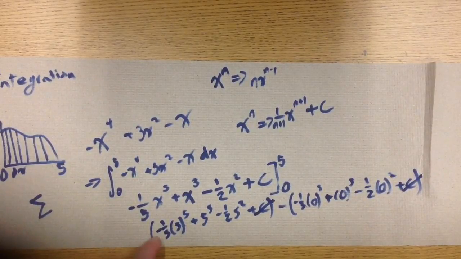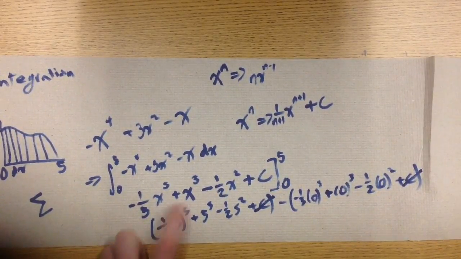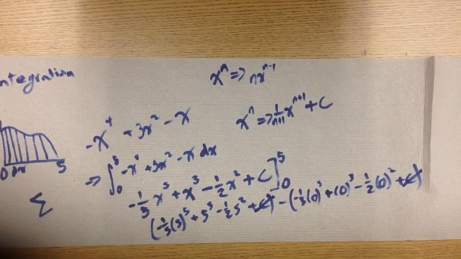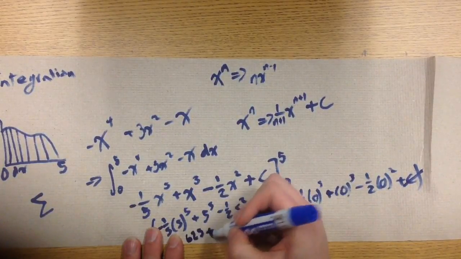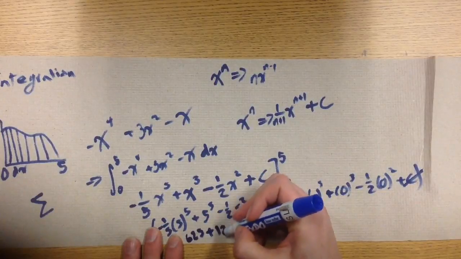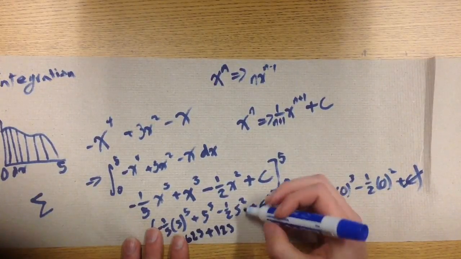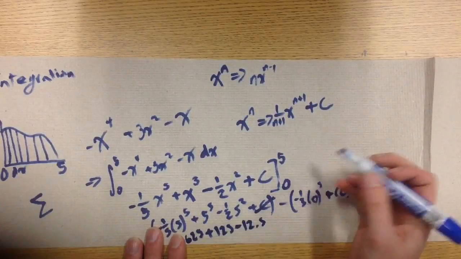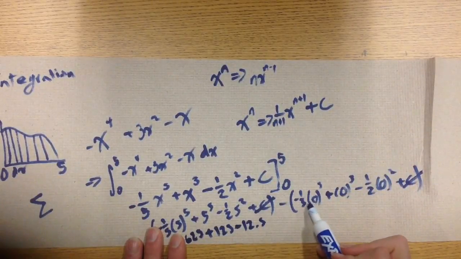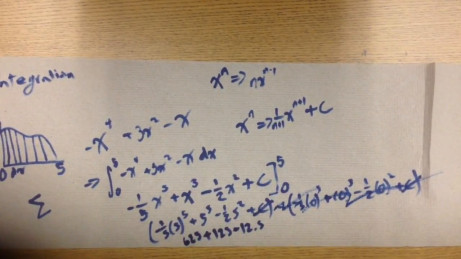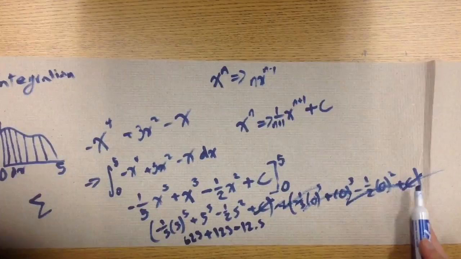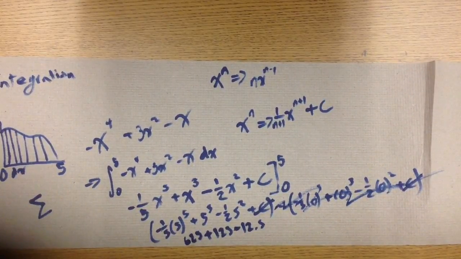Negative 1/5 of 5 to the fifth is going to be the same as 5 to the fourth, which is 25 times 25, which is 625. So this is going to be 625 plus 5 cubed, which is 125, minus half of 5 squared, which is 12.5. Then this is 0, and this is 0, and this is 0, so we can just ignore everything past this minus sign, because the c's canceled, and 0 times anything is just 0, and 0 plus anything is just whatever you started with.